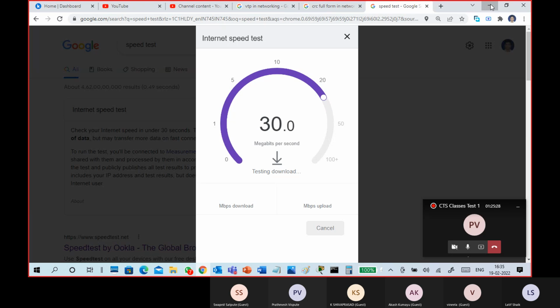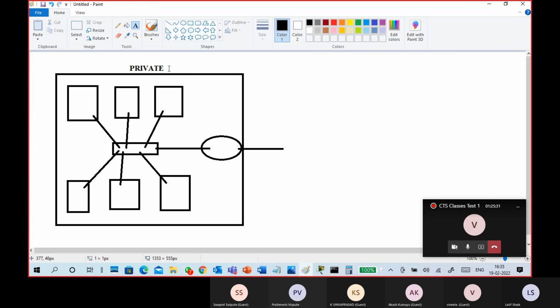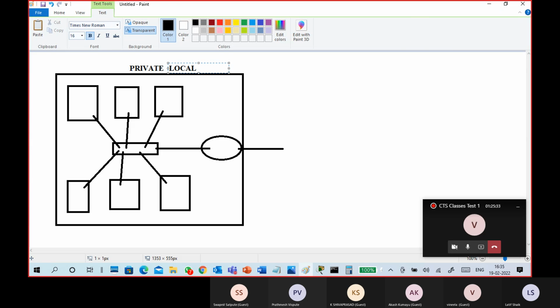That is working. Okay, private or local it is. This is public, internet, public, okay, or global.